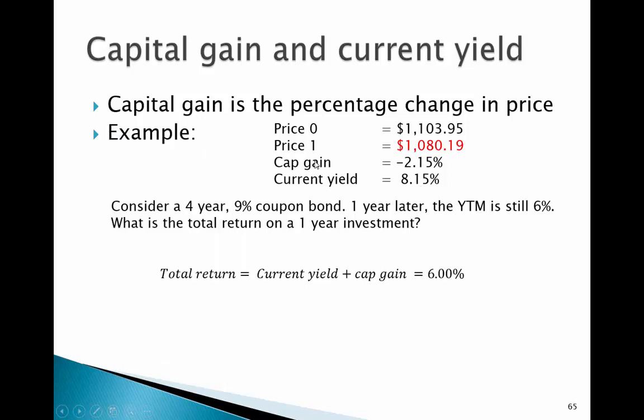Another way to do it is to see that the total return has to equal the current yield plus the capital gain. There are only two ways I can get a return from this bond: collecting the coupon payments, which is represented by the current yield, or selling it at a price different than the one I paid for it, which is capital gain. In this case, the capital gain is negative. I made enough off of the current yield to make my yield 6%. It should be 6% because when we bought the bond, the yield was 6%, and nothing changed. When we sold the bond, the yield was 6%. So that's a 6% return.